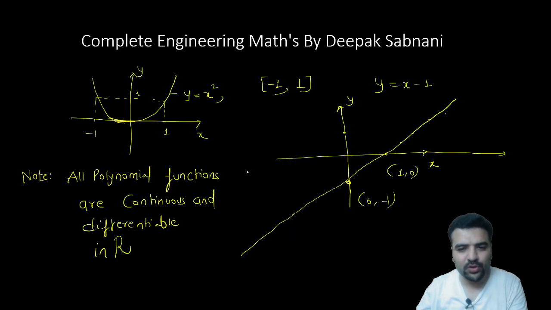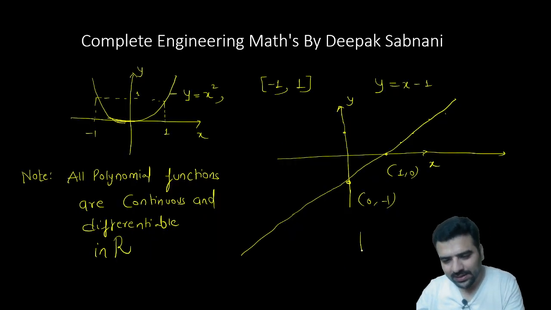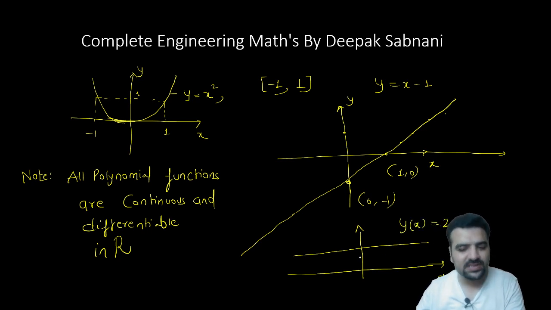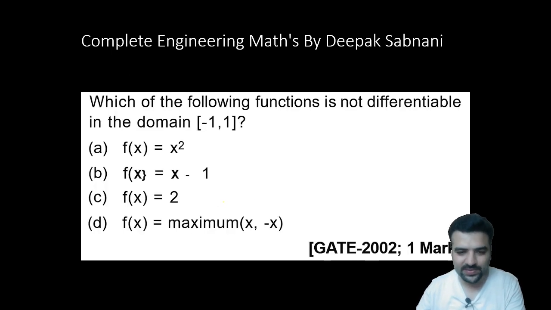Similarly, f(x) equal to 2 is a constant line. This is again a polynomial, 2 into x to the power 0. At every x, y is 2. So it is continuous everywhere, it is differentiable everywhere, no issues. So in minus 1 to 1 also it is differentiable and continuous.